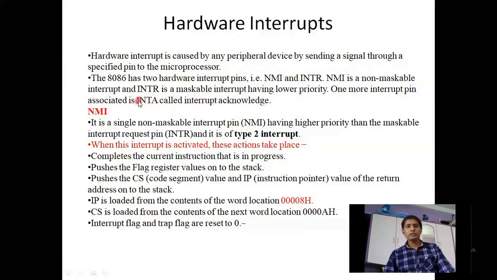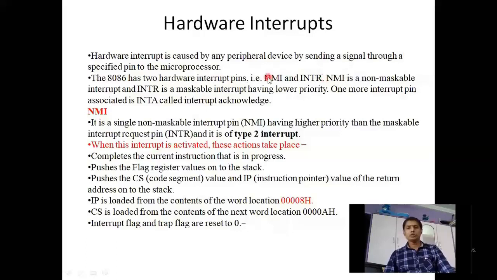Then the processor, when ready, will send an acknowledgement. The 8086 has two hardware interrupt pins: one is NMI and the other is INTR. Because of these two, at a time two external peripheral devices can send an interrupt request to the processor. If the processor is ready, it will send an acknowledgement to any one of the peripherals via the INTA signal. Two are interrupt requesting and one is interrupt acknowledgement.